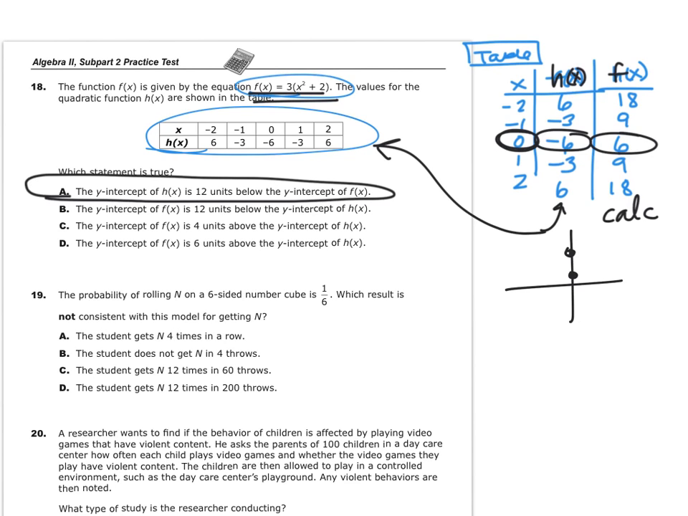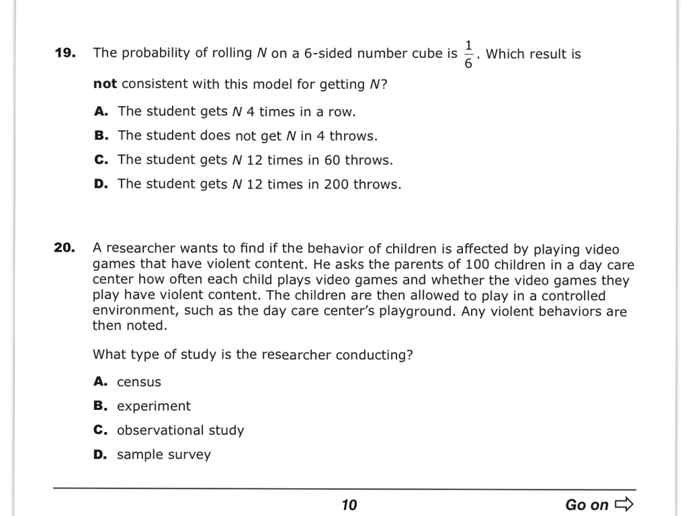All right, question 19. Okay, so this question is asking about probability. So it's like the chances of getting something. And it says the chances of getting a specific number on a 6-sided cube, which is like, think about a dice, is 1 out of 6, right? It's got 6 sides, so you only have one chance of getting like a 3 or whatever the number is they tell you. So they're saying which result is not consistent for this. So which one stands out as being the most unreasonable?